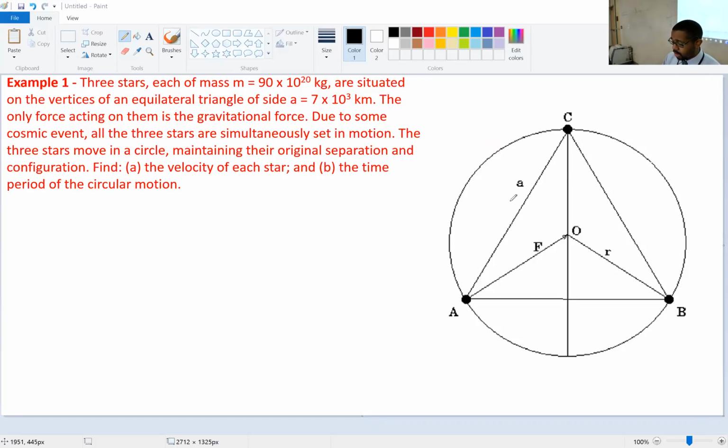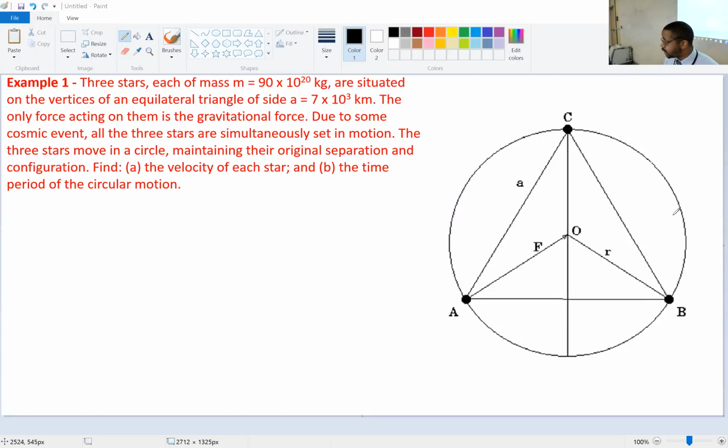So this one is pretty geometric. Basically what it says is we have 3 stars, one here, one here, one here. Is it showing up okay? Oh, wait. Sorry about that. Okay. So one here, and one here. And basically they're, I think, going in a circle. And we want to find the velocity of each star and then the time period it takes for them to go in the full circle.